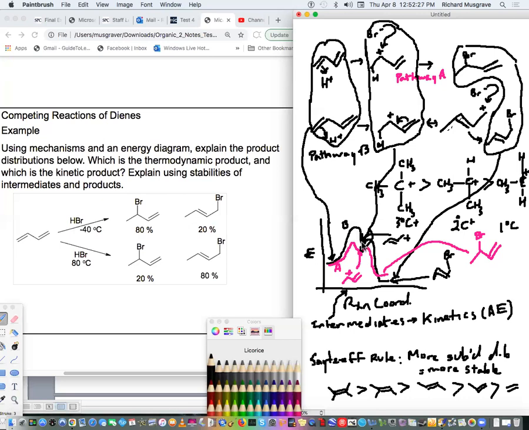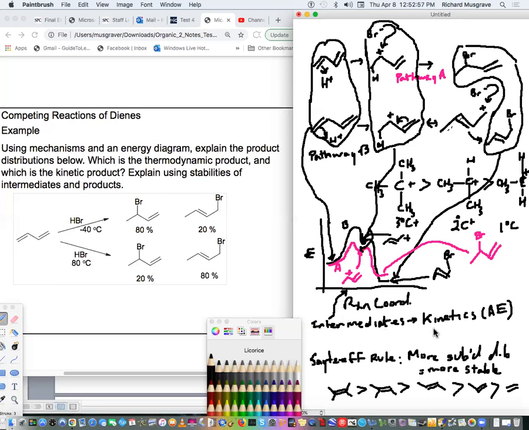I think it kind of makes sense in a way that it would take less energy to get to the lower energy carbocation and more energy to get to the higher energy one. Because it's higher energy, it's going to need a bigger hump. Yeah, that makes sense. I'm glad you asked though, because that is a good question. Any other questions so far?